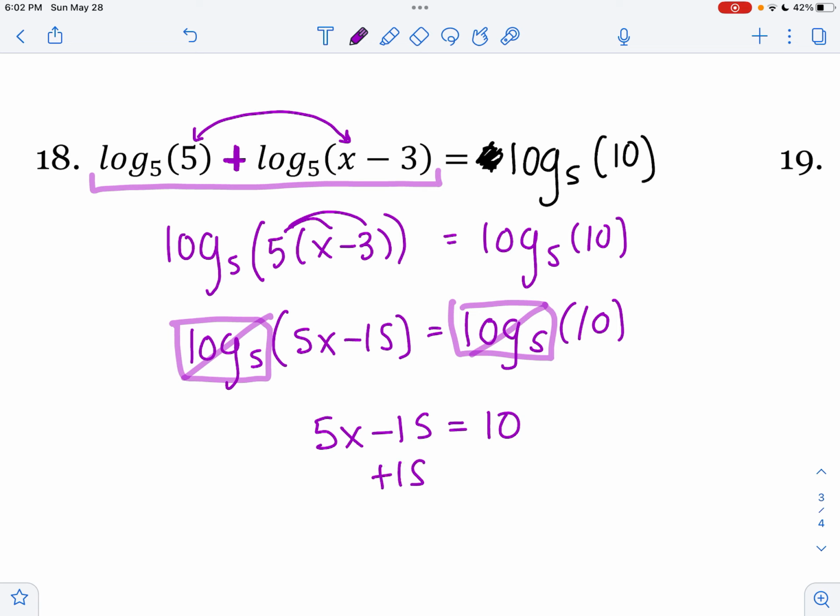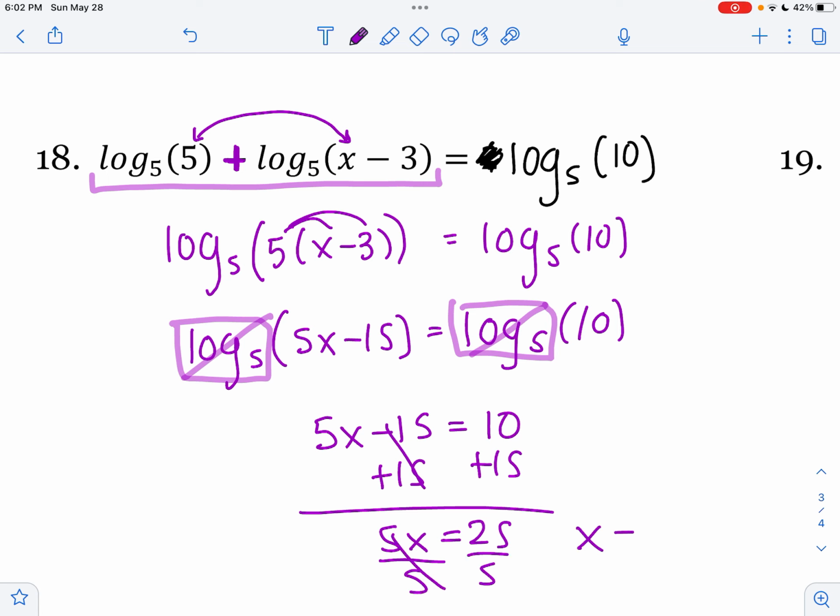Plus 15, now we're just solving for x. And we know how to do this. It's just regular solving equations, right? So your answer is going to be x equals 5.